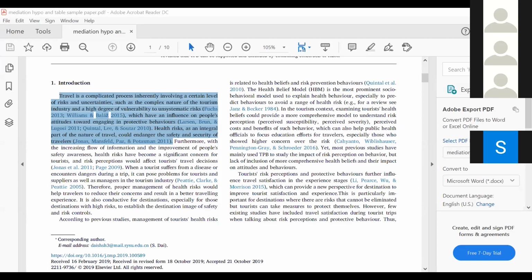So if you just see the words, see the negative words in the paragraph. Travel is a complicated process, high degree of vulnerability, unsystematic risk, okay, health risk, endanger the safety, all negative words being used. Is it sounding similar to the script of that Shona belt guy?